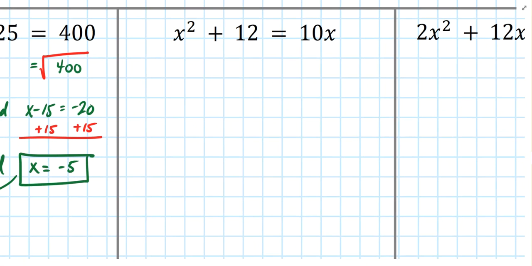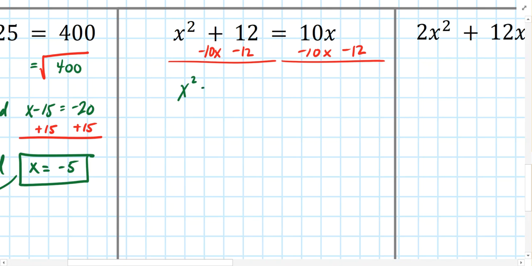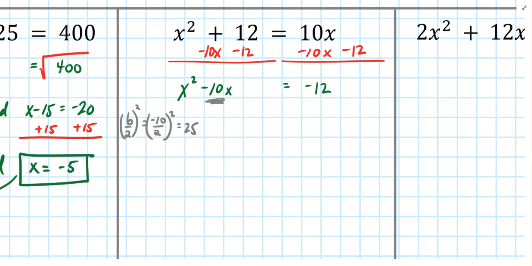In the next example, we need to move terms into the correct form. Subtract 10x and 12 from both sides of the equation. Now, half of b squared is 25. So we should add this to both sides of the equation.